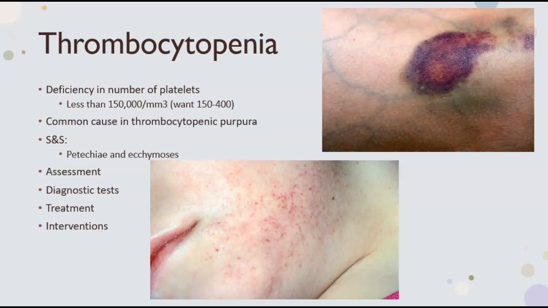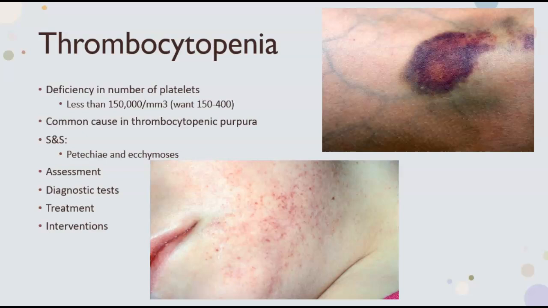Signs and symptoms, you will see petechiae and ecchymosis on the skin because your platelets are what causes clotting to happen. So if you don't have enough platelets, then your body will not clot. Your blood will not clot. So you're going to see petechiae, which are these pinpoint red dots on the skin. And then ecchymosis is this large amount of bleeding under the skin.